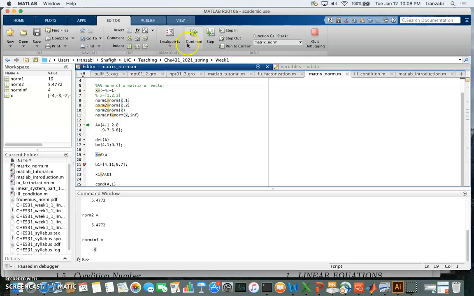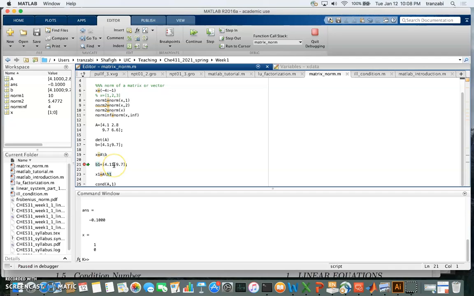I'm going to put a breakpoint here and run it up to the breakpoint. So here's my solution, 1 and 0. Okay, so let's check if X is 1. So we're going to multiply A by X, so it's 4.1 times 1 plus 2.8 times 0. So this is going to be 4.1. Yes, that satisfies the first equation. Second one, 9.7 times 1 is basically 9.7, right? Fine, so the solution actually satisfies the equation.